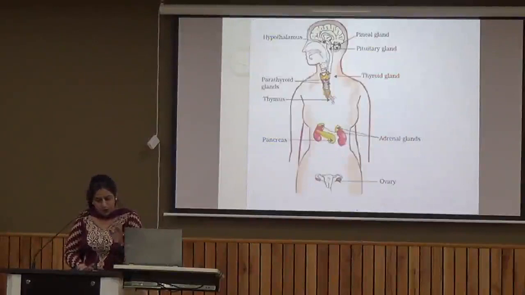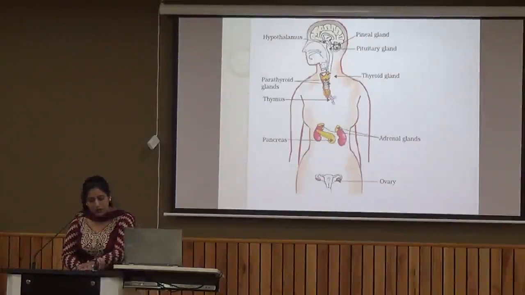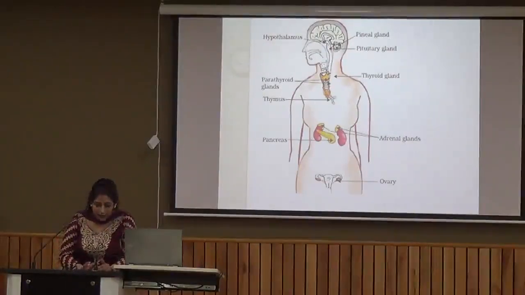First of all, learn the position. Start from the brain. There is the hypothalamus, pineal and pituitary. So the pituitary is present at the brain. Below it, the thyroid gland, which is present at the neck. Then the adrenal gland, which, if you see, is present just above the kidney. In between there is the pancreas, then the ovaries and testes.